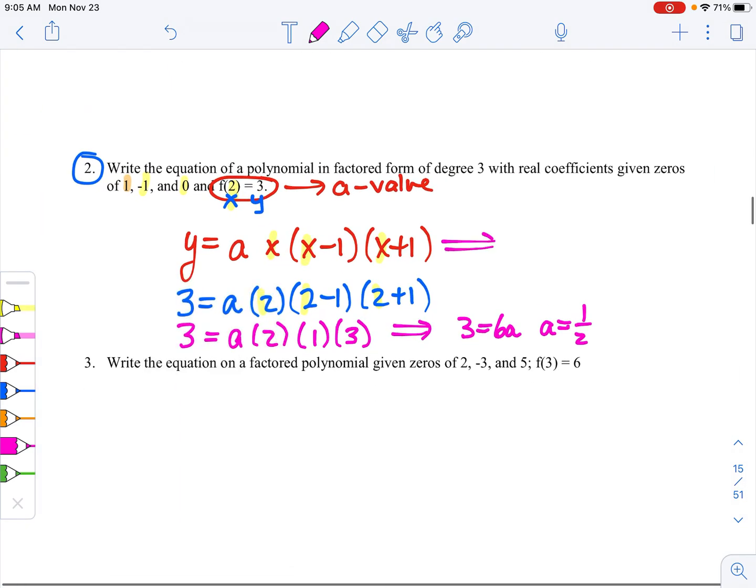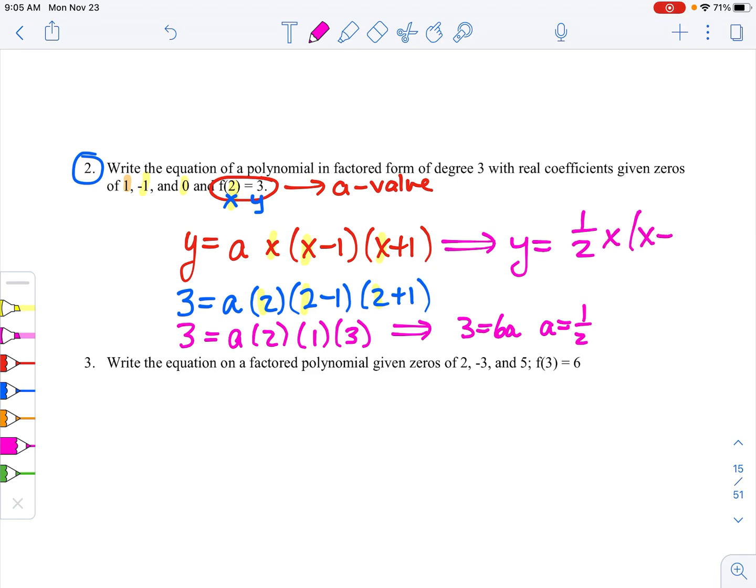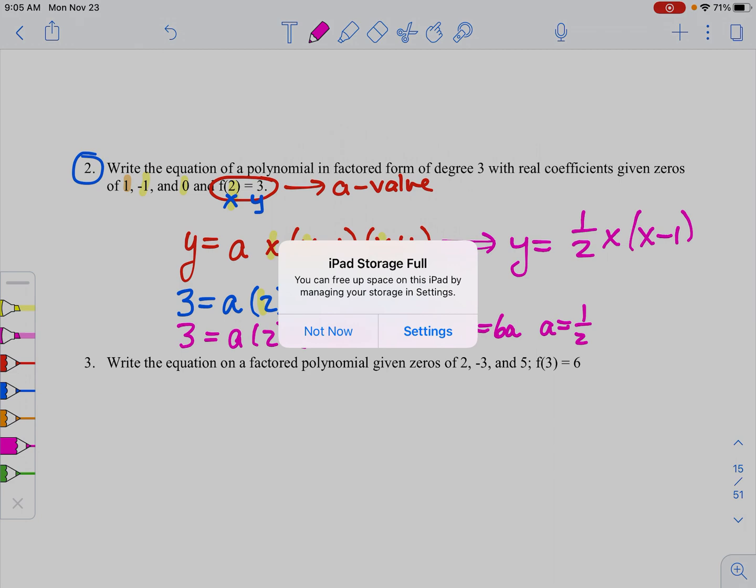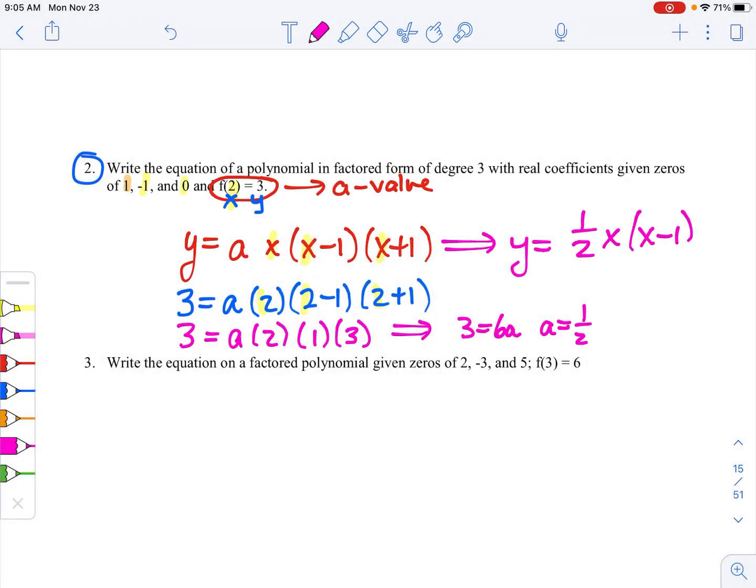So I'm going to come back to my original equation, and I'm going to replace my a value with 1/2. And then in my factored form, I have x minus 1, and then x plus 1. And that is my final answer.